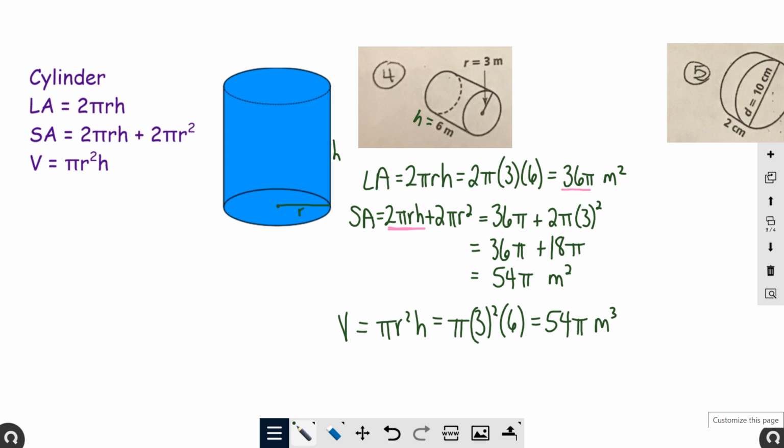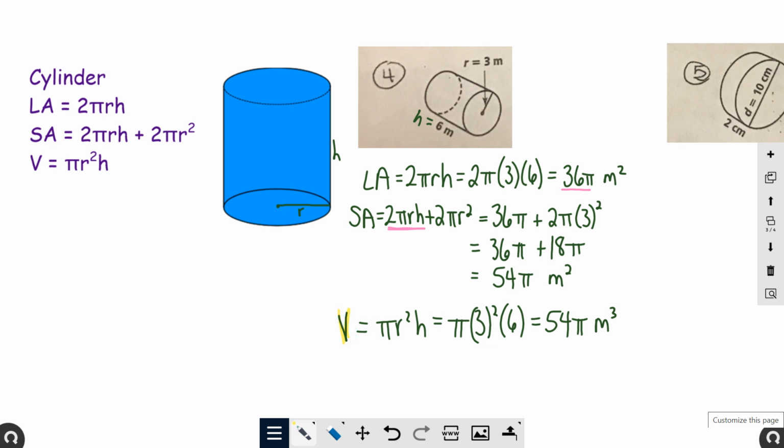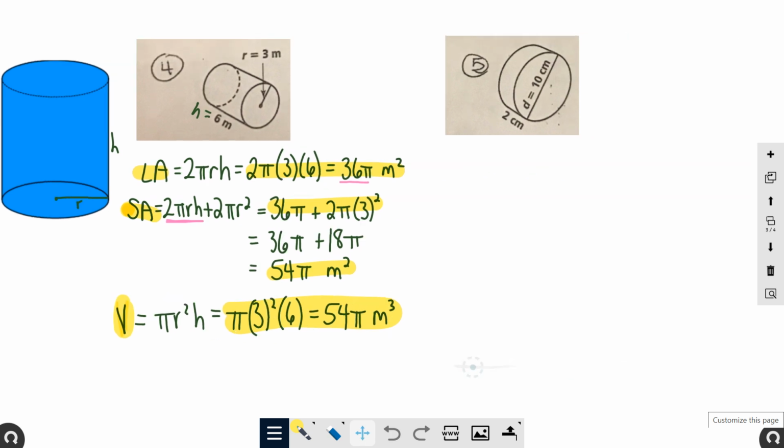Now, on your homework, you are not allowed to just write the answer. You have to write some things with it. So if you were doing this problem on homework, I would expect to see V equals, and then this right here. SA, and then you could write this, and then the answer. LA, this, and answer. Does that make sense? Okay. So make sure you have some work and then the answer. If you just write down the number, maybe you copied somebody's. So I don't want to see any of that.